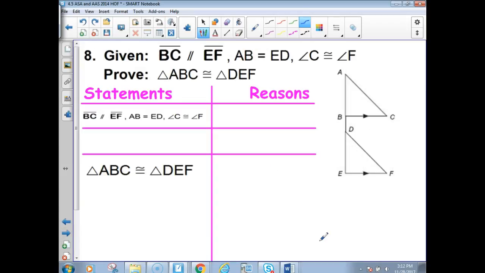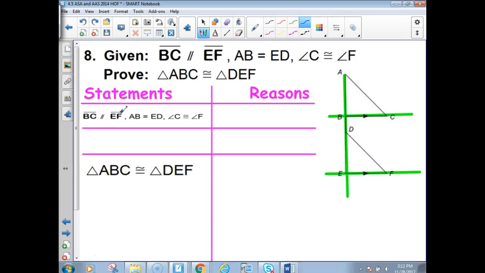Let's try another proof. I've got some more parallel lines. I'm going to highlight my parallel lines. It says BC is parallel to EF. Is there a transversal? You can't find a transversal that cuts through those lines? Is there a big long line that cuts through them? And that would be right here, wouldn't it? Okay, all right, so paying attention to that for later purposes.